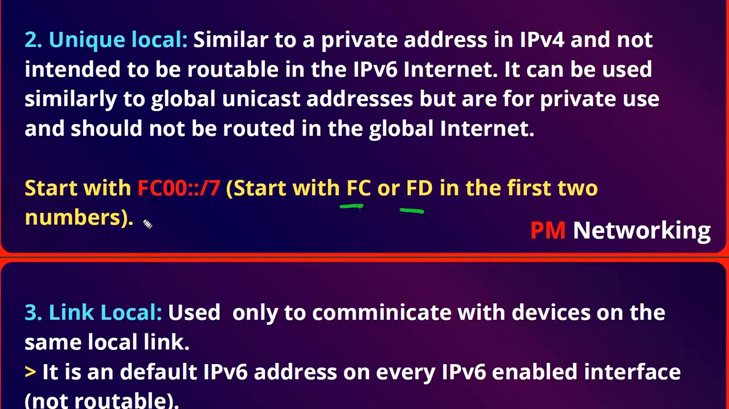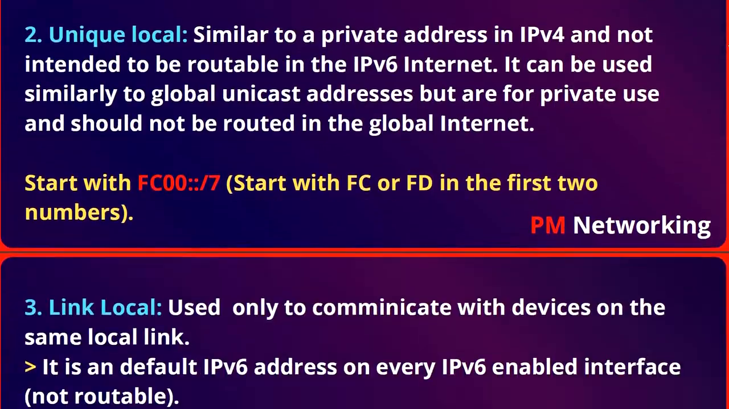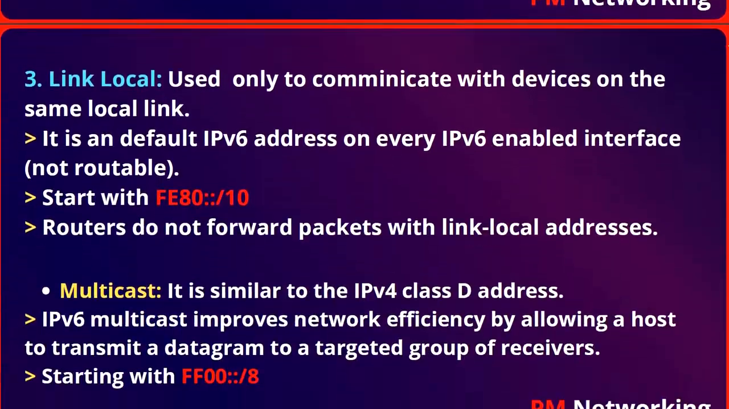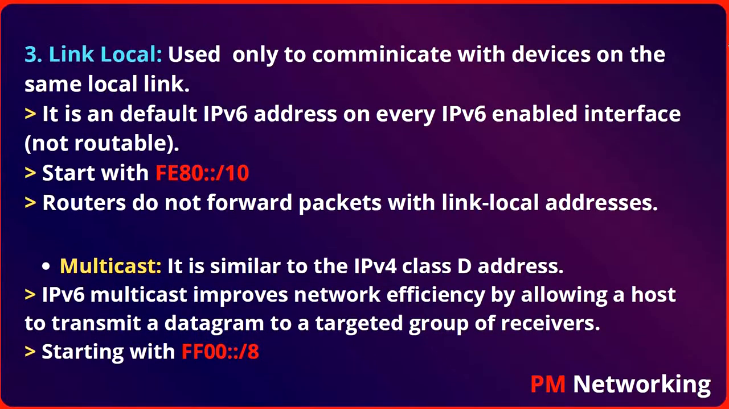In exam, many times the examiner can ask you this type of question: identify unique local address, link local address, or global unicast address. Okay, now the third type of address is link local address. This is very interesting, guys. Link local address is used only to communicate with a device on the same local link. A device will automatically calculate one link local address whenever you configure an IPv6 address on an interface.